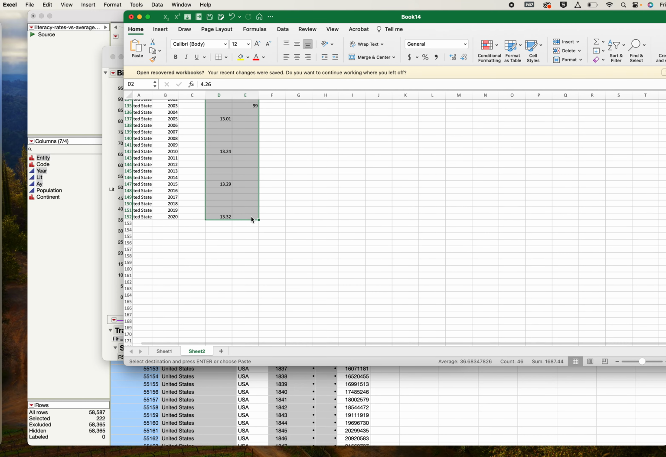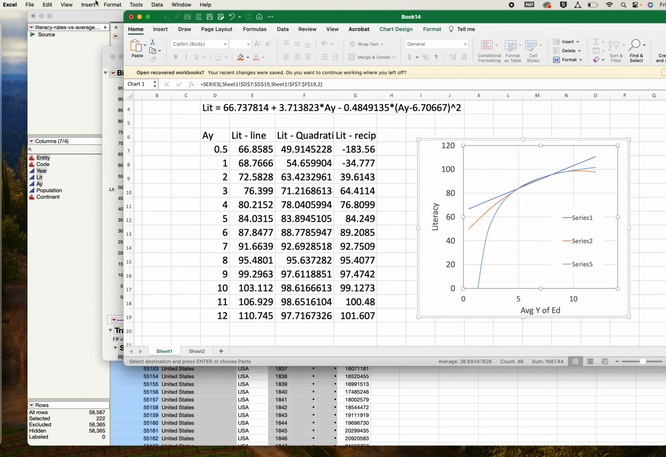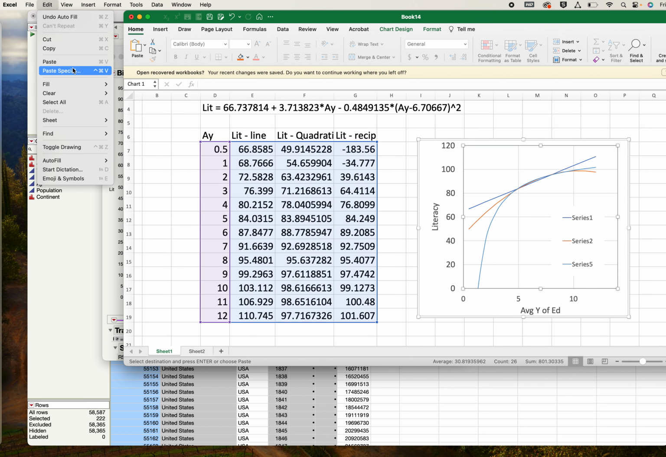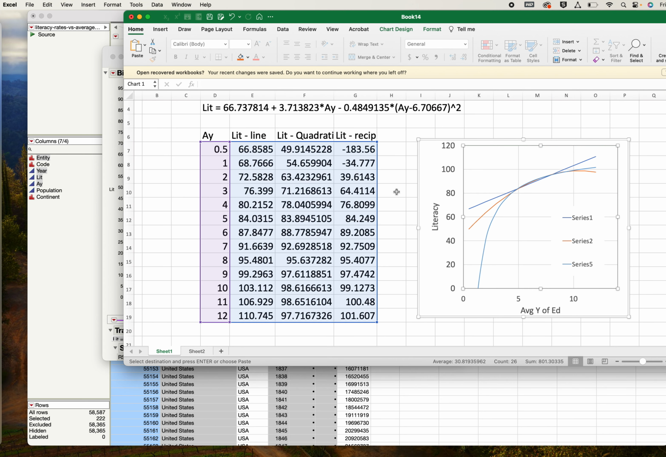So I'm going to select these two columns. Hopefully this will be a little bit better. And we'll go to Edit, Paste Special, and hopefully now we'll have some points that will appear in the plot. We're still having trouble. We're not going to deal with that any further.